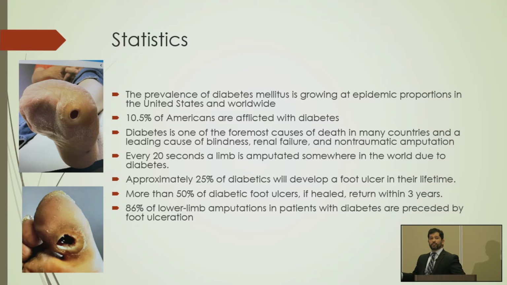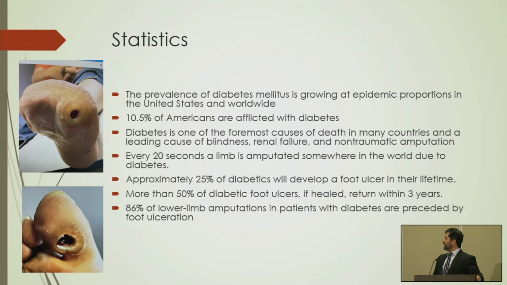All right. So, some unfortunate statistics. Diabetes is becoming an epidemic in this country and throughout the world, with 10.5% of Americans afflicted with diabetes. It's the foremost cause of amputation, renal failure, and blindness. Every 20 seconds, a limb is amputated somewhere in the world because of diabetes.